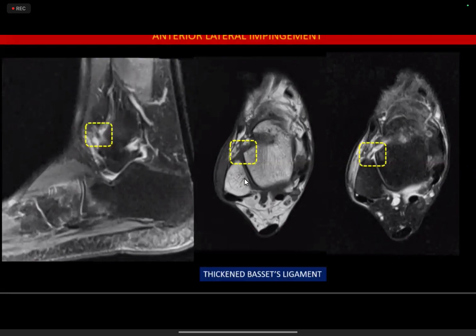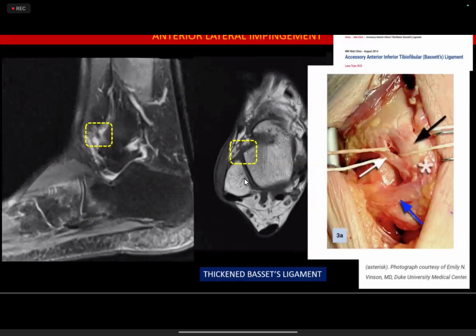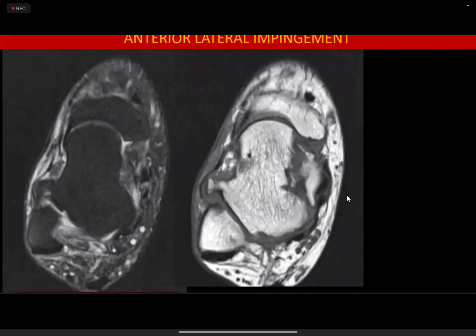So what is Bassett's ligament? It is an accessory anterior inferior tibiofibular ligament which runs parallel to the AITFL, and it attaches from the tibia to the fibula. This is a true dissection image which I have taken from this article. It is usually present in 70 to 90% of ankles normally. When there is thickening or injury of this ligament or remodeling, it can obliterate the anterior lateral recess and again cause symptoms of anterior lateral impingement.